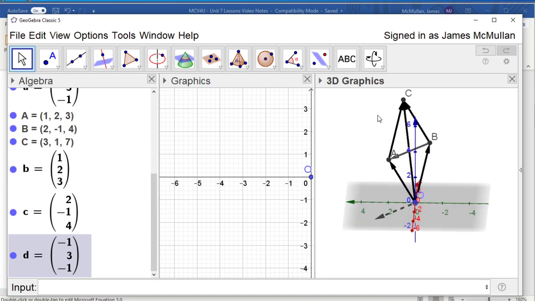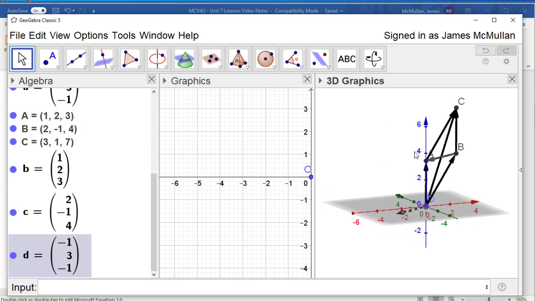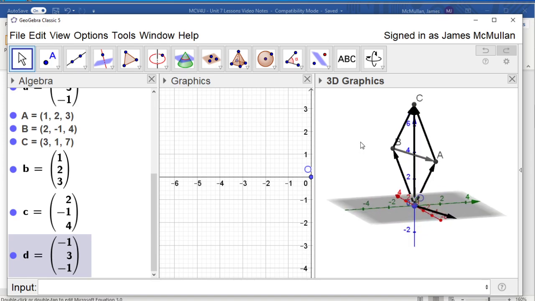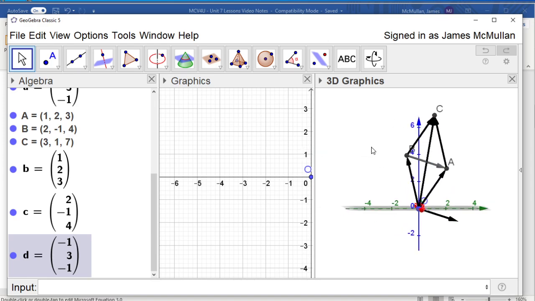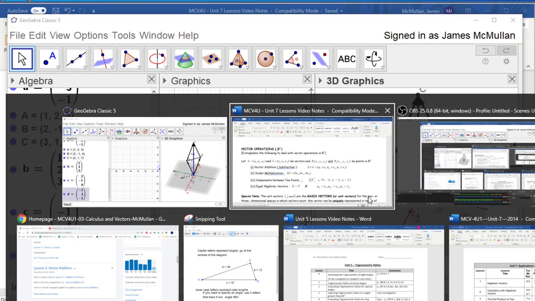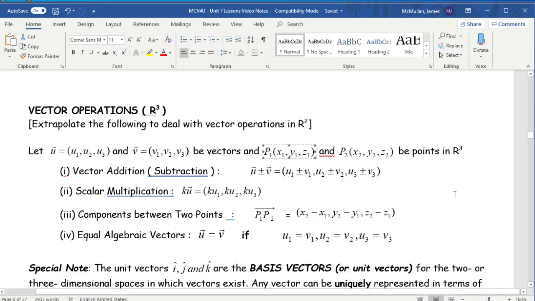So what you're doing in 2D still works in 3D when you're adding vectors, just a little bit harder to visualize, but it's still very, very similar. Anyway, so we can add vectors, we can subtract them. It works the same way as in R2, except you don't really need to do any cosine law or whatever. You can just add the components together.